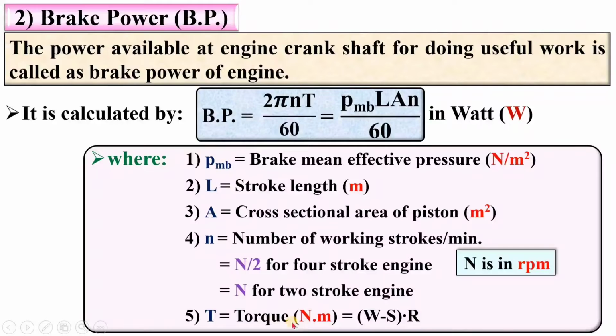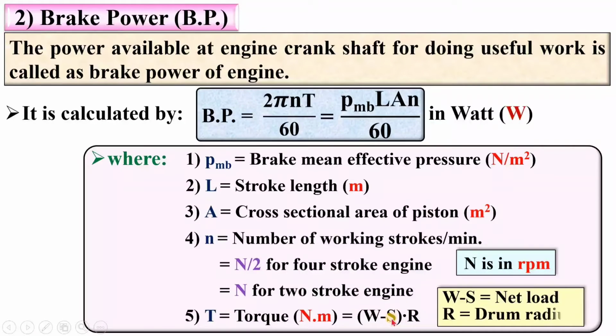T is the torque, that is in Newton into meter, and that is equal to W minus S into R, where W minus S is the net load and R is the drum radius.